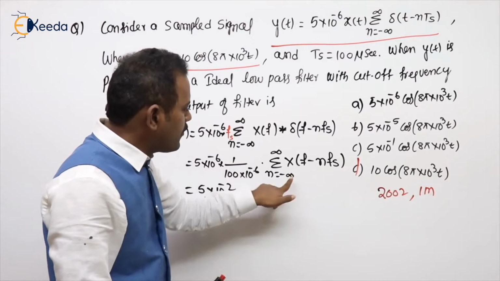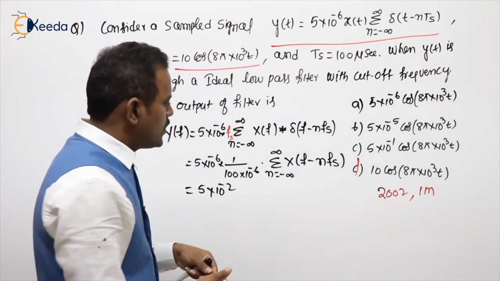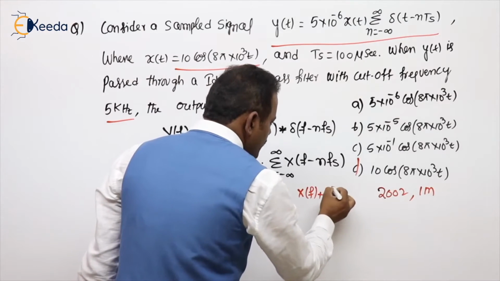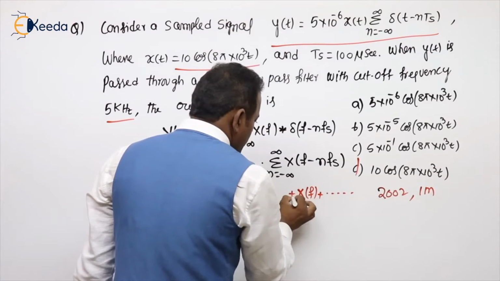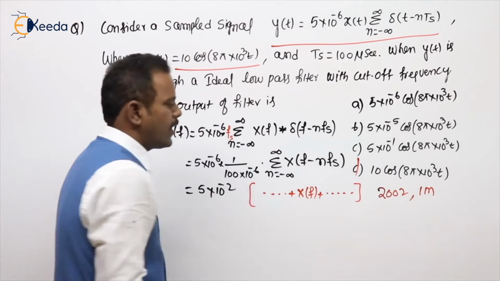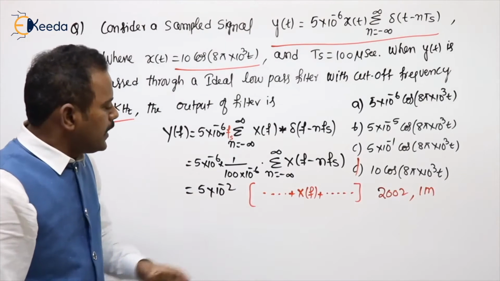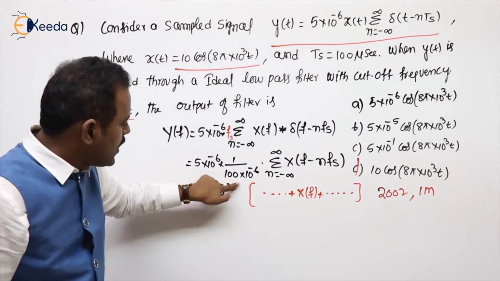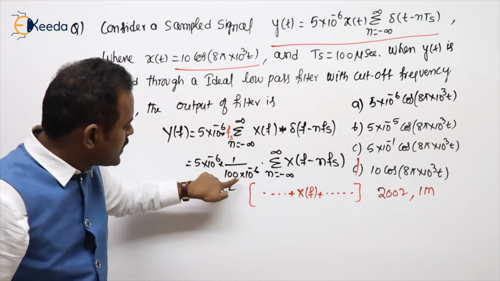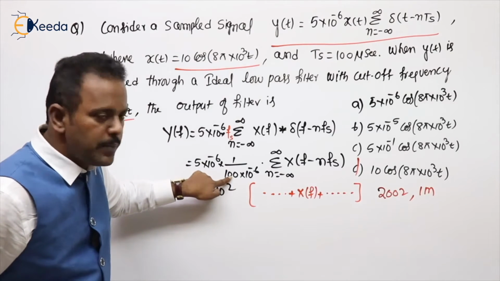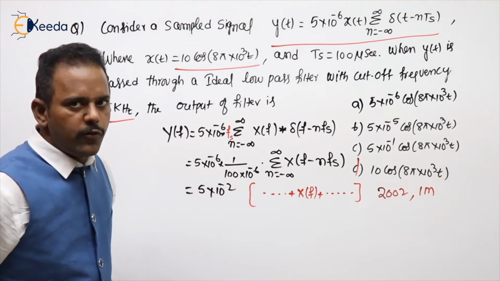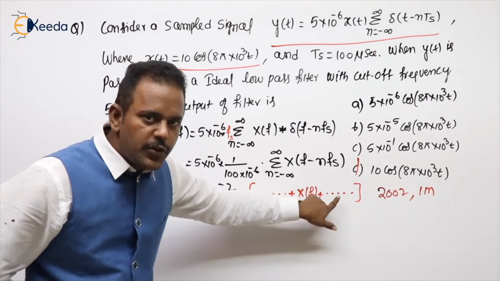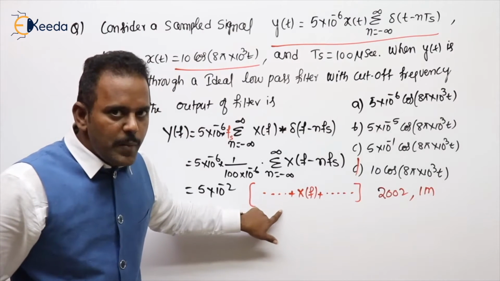Now we need to expand this from minus infinity to plus infinity. If I start at n equal to 0, what will be there? X of f. Next, X of f minus Fs, X of f plus Fs, and so on, from minus infinity to plus infinity. Now the Fs value is 1 by Ts, which is 10 power 4, that is 10 kilo. So first X of f. Next X of f shifted to 10k as well as shifted to minus 10k.